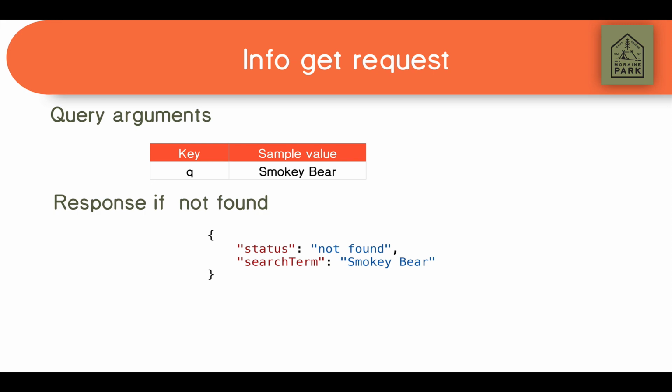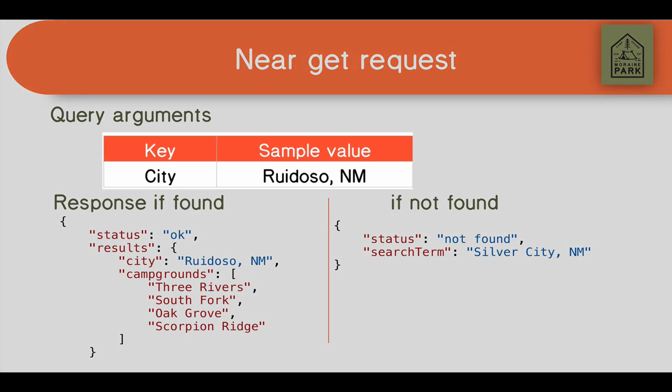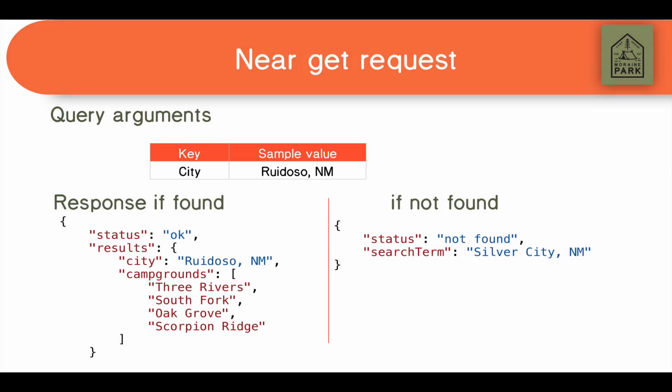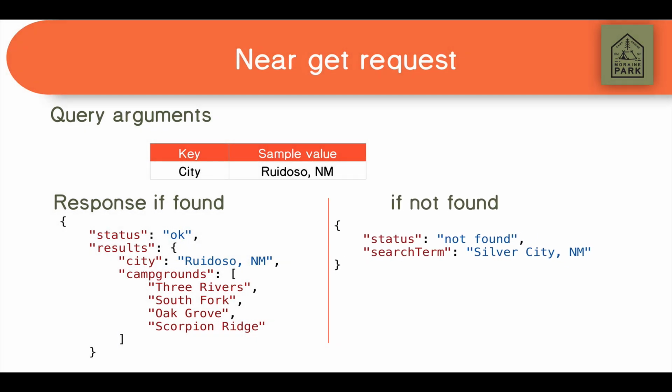Then there's this near request. So basically we're asking, hey, what campgrounds are near a particular city? So in this case, what campgrounds are near Ruidoso? And the key there is the name city, and the value is something like Ruidoso. And if it finds something, you can see what the response is. It's very detailed, and so the status is okay. And the results will list what city it is, Ruidoso, New Mexico, and what campgrounds are in that city, or what campgrounds are near that city. And if not found, we'll return something very similar to the info get request.